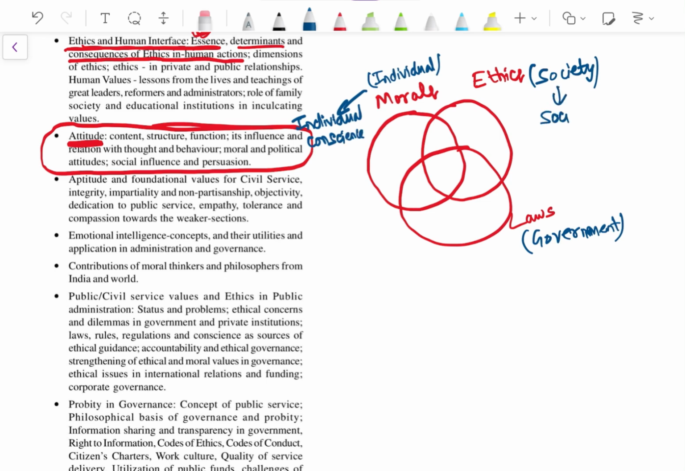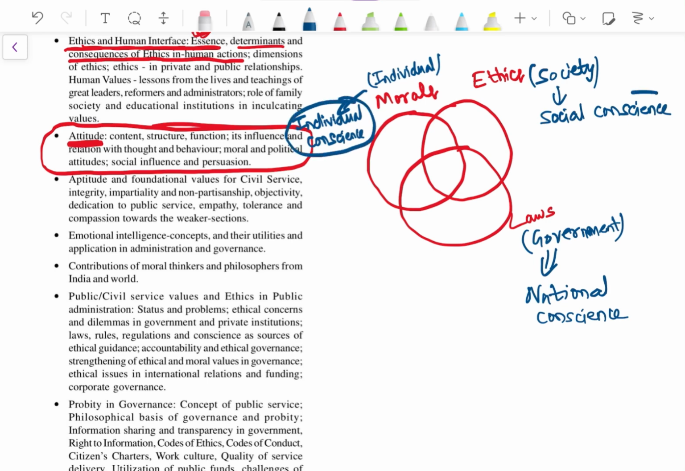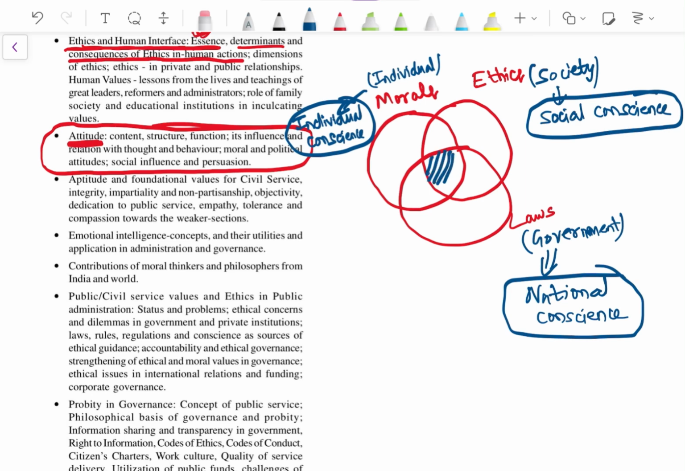Ethics represents social conscience, and laws represent national conscience. Conscience is inner voice. So morals are the individual's inner voice, ethics are society's inner voice, and laws are the nation's; the entire nation makes laws. So see, this is the area where there is commonality.